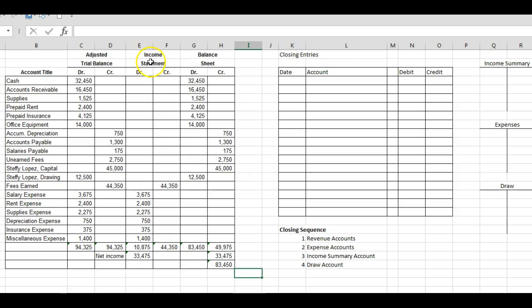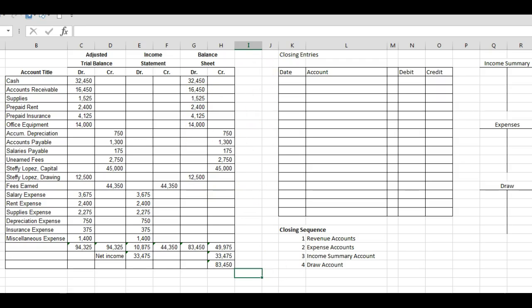So these were your income statement and your balance sheet, and you would do a statement of owner's equity, and find out that you would add the net income to your capital and subtract your draw.